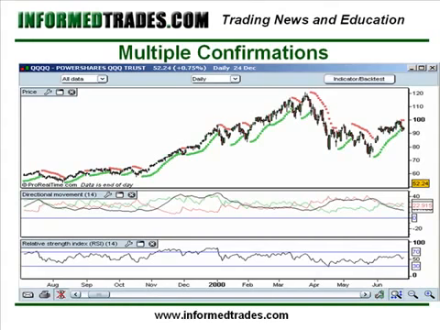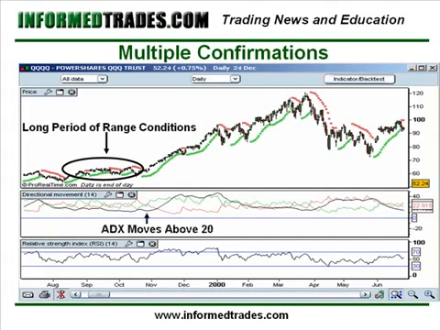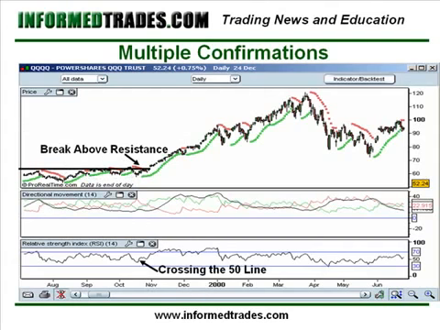So let's look at an example here. We've got a long period of range conditions, which we learned about with the ADX. When the ADX moves above 20 after a long period of ranging conditions, this is a good signal that the range may be coming to an end and a new trend may be forming. In addition to that, we have the crossing of the 50 line on the RSI, which is another indication that bullish momentum is building. And in addition to that, we have a break above resistance, all occurring at the same time here.